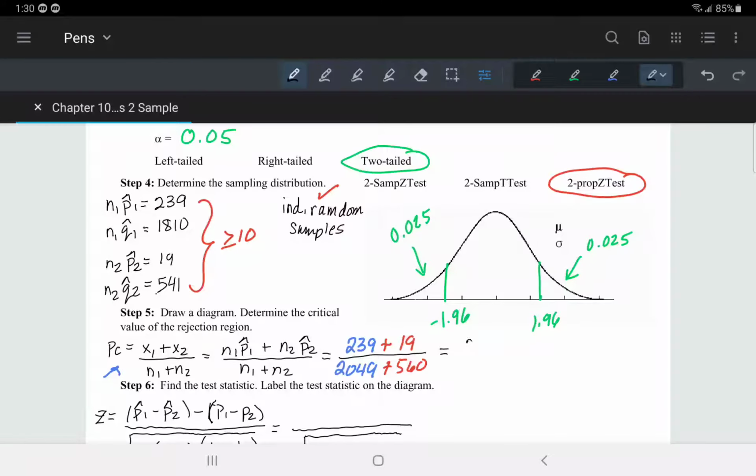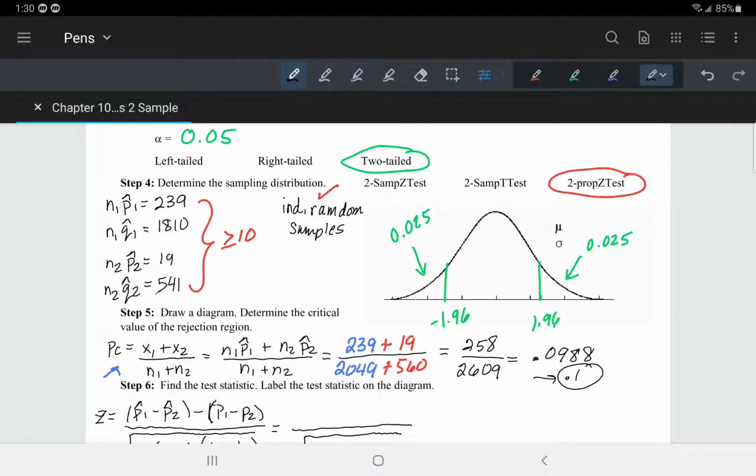So when you add these together, we get 258 out of 2,609, which reduces to 0.0988. And after we round all of this, it will be 0.1. We'll use that for simplicity.